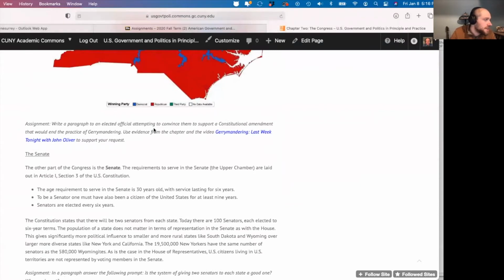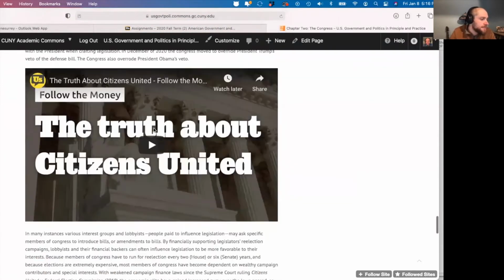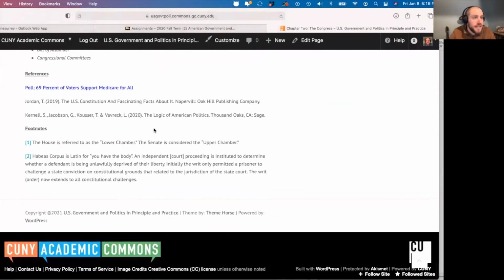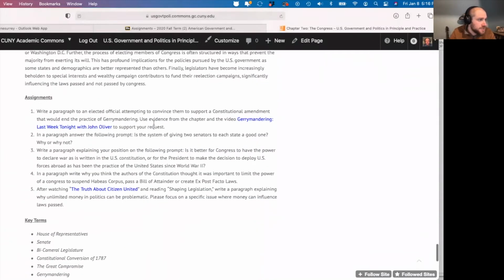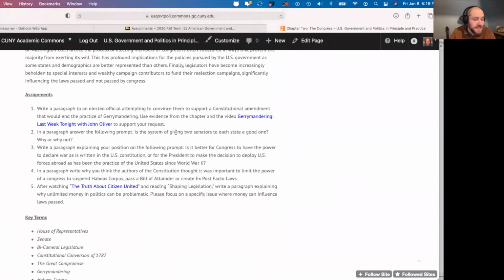the chapter. There are 5 assignments this week, but you only have to do 3 of them. Every time you see assignments at the end of the page, always assume for this class you only have to do 3 of the assignments. Again, each of those assignments has to be about a paragraph in length. To get full credit, you need to do 5 things.